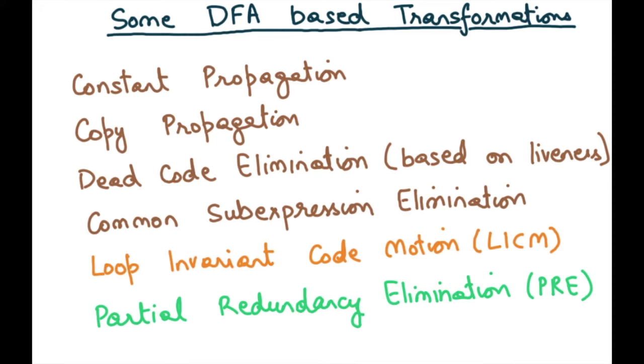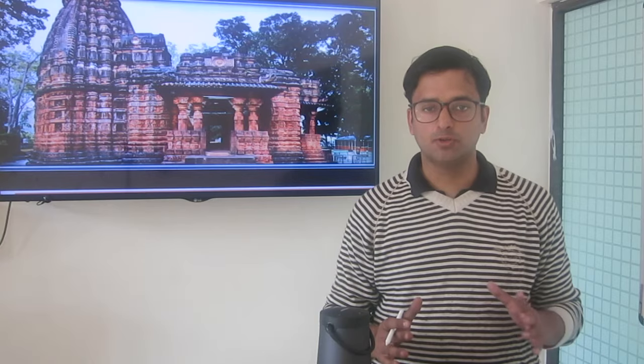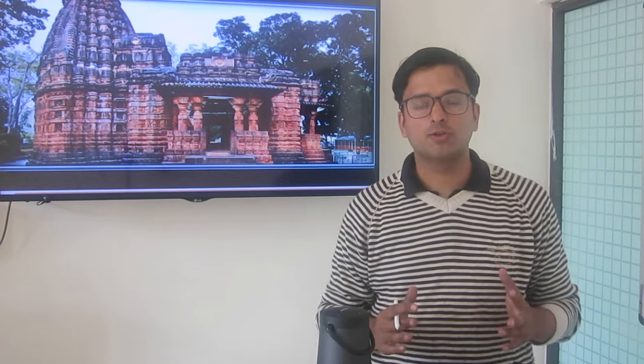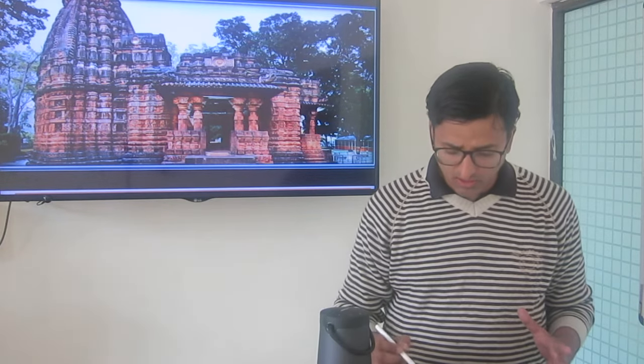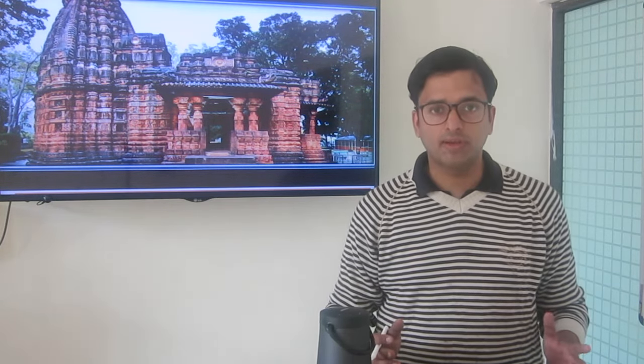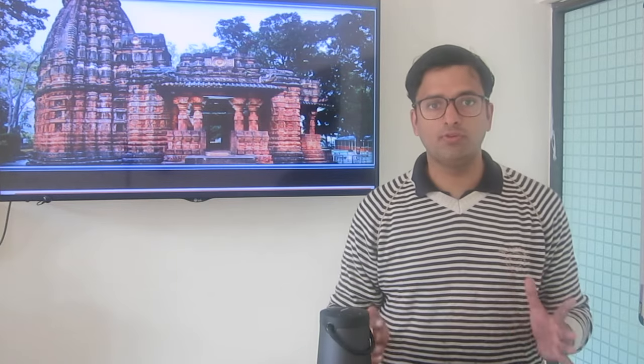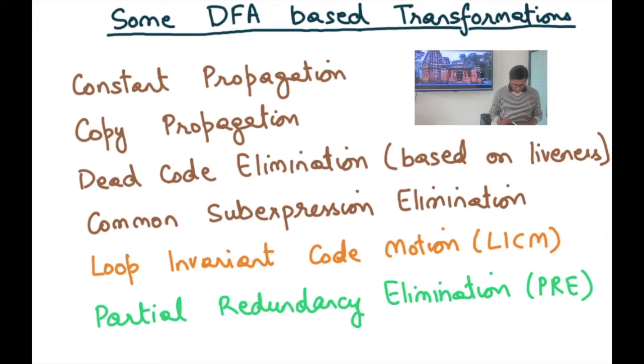So now we have discussed the data flow analysis framework in a lot of detail and also talked about its various properties. Now let's look at some examples of DFA-based transformations, some of which we are already familiar with. For example, we have looked at constant propagation, copy propagation, dead code elimination, which is based on the liveness DFA analysis, which is actually a backward analysis. The other two that I mentioned, copy propagation and constant propagation, are forward data flow analysis.